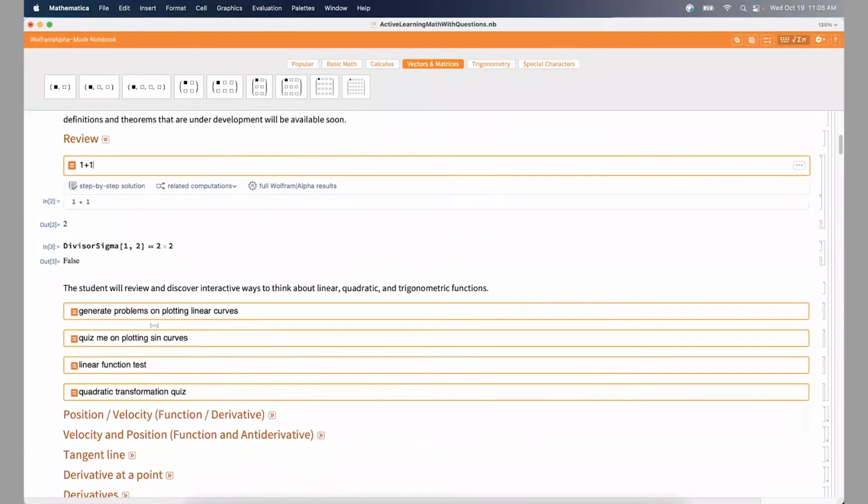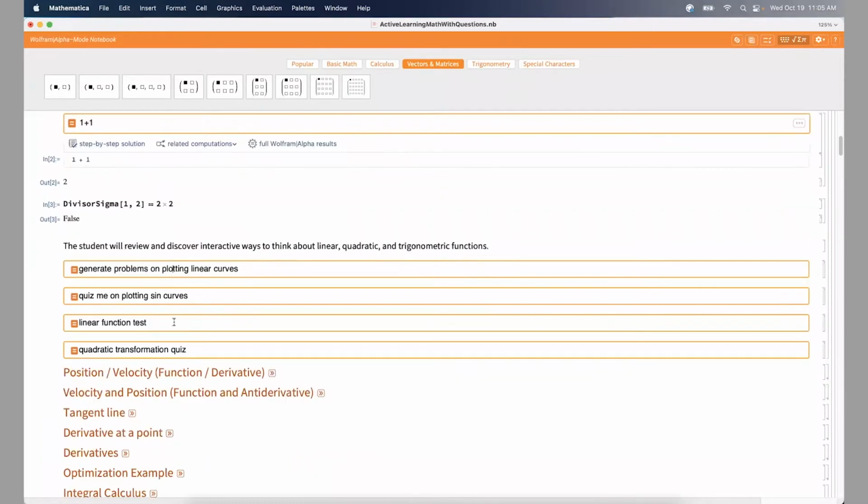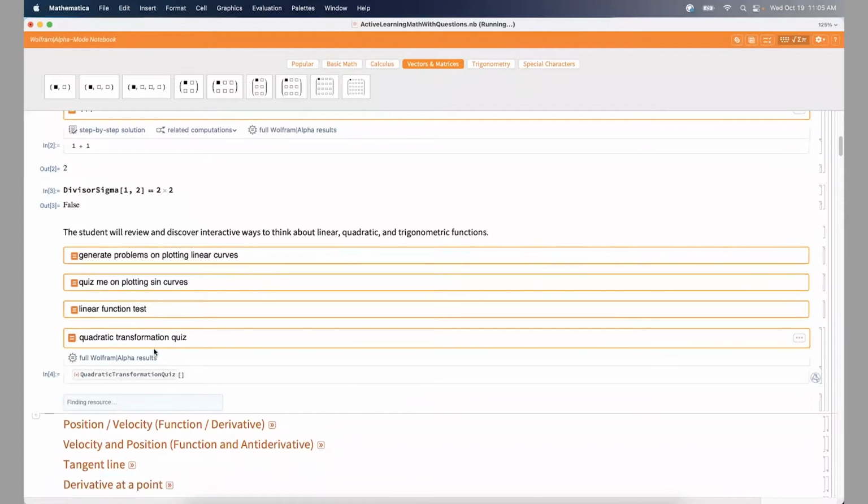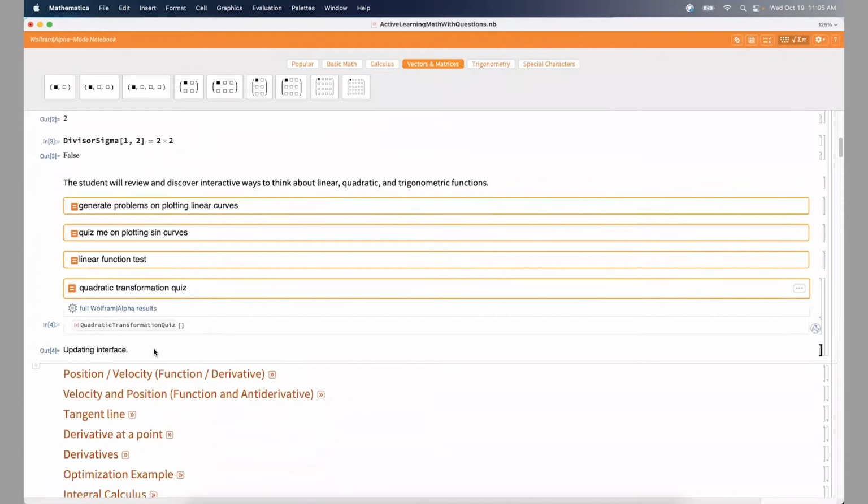We have various quizzes that we've developed as part of the Wolfram Alpha Math team, which are called interactive plot quizzes. So I'll just show one of these here. This would be a review of your pre-calculus as you're coming into calculus, but I just wanted to show that we also can review our material here.